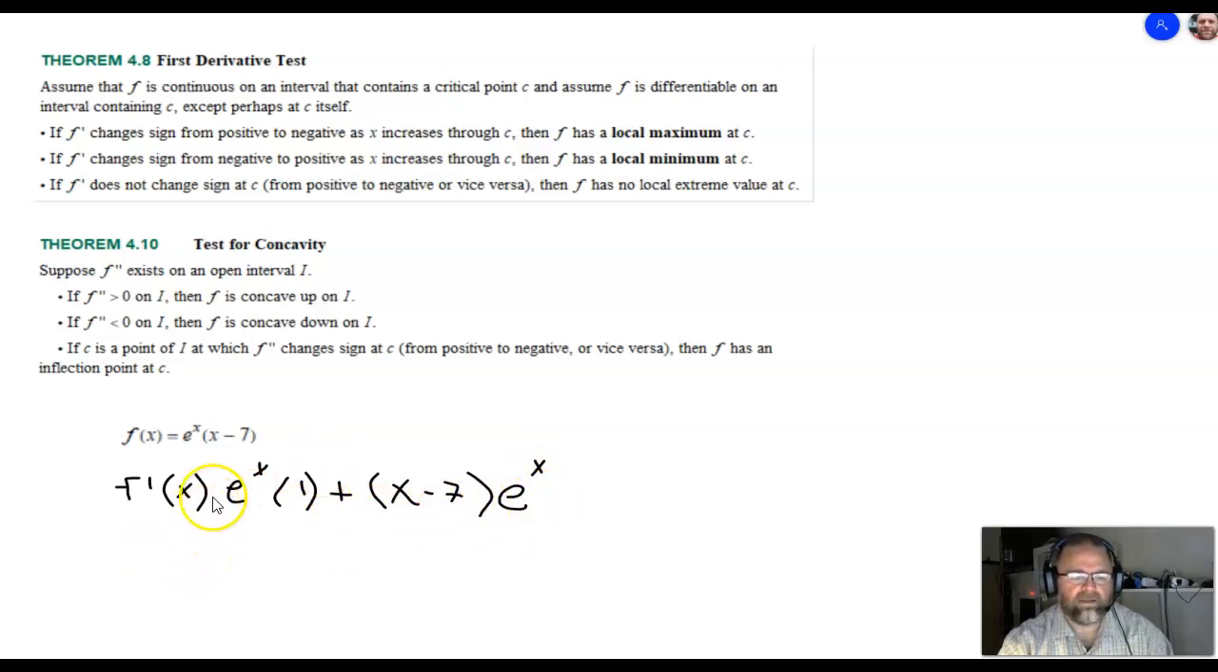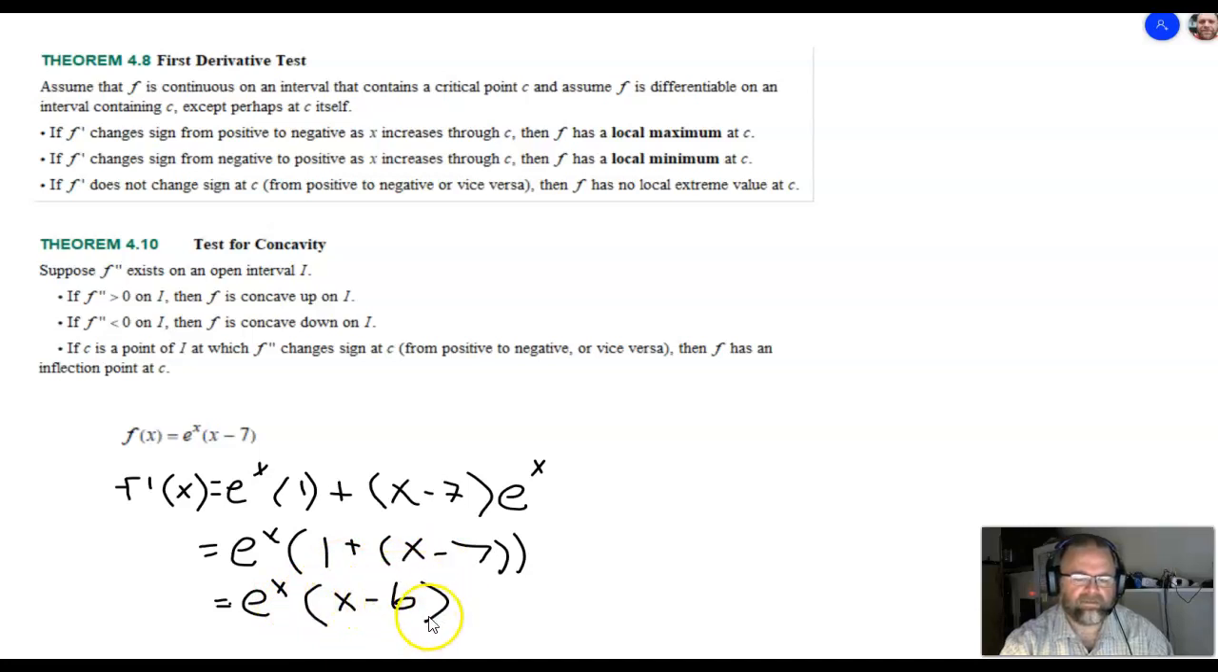I can, and I probably should put an equal sign there, factor that e to the x out, and I'm just going to have a 1 plus x minus 7, and this is becoming e to the x times x minus 6.